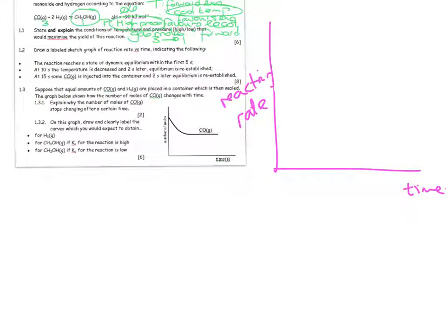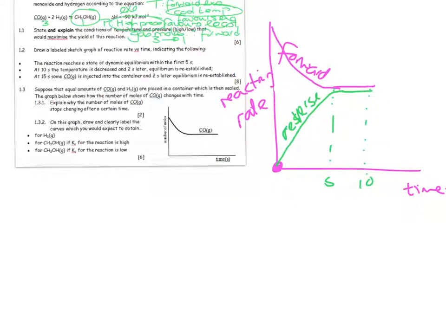Right, let's try again. So I'm going to start with none of the reverse reaction, and the forward reaction is going to go slower and slower and slower until it reaches a certain rate, whilst the reverse reaction is going to go faster and faster and faster because I'm going to be making more of the methanol, and therefore I will be able to start going backwards. So that's reverse and that's forward. These now stay at a constant rate for a period of time, and at 5 seconds they reach equilibrium, and at 10 seconds there's going to be a disturbance.